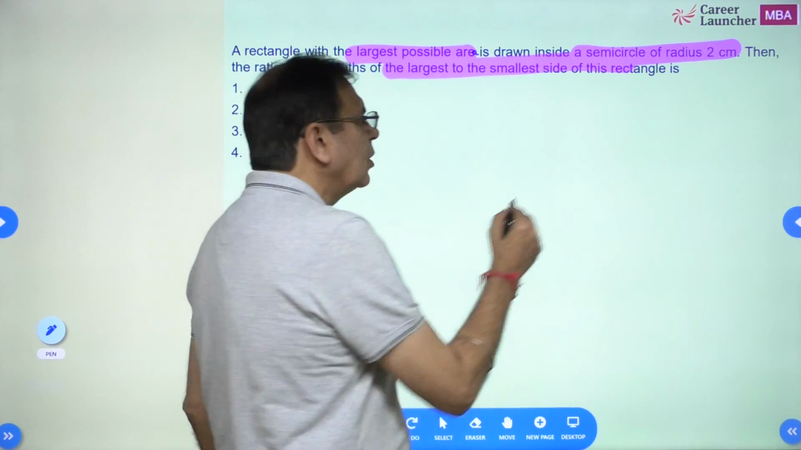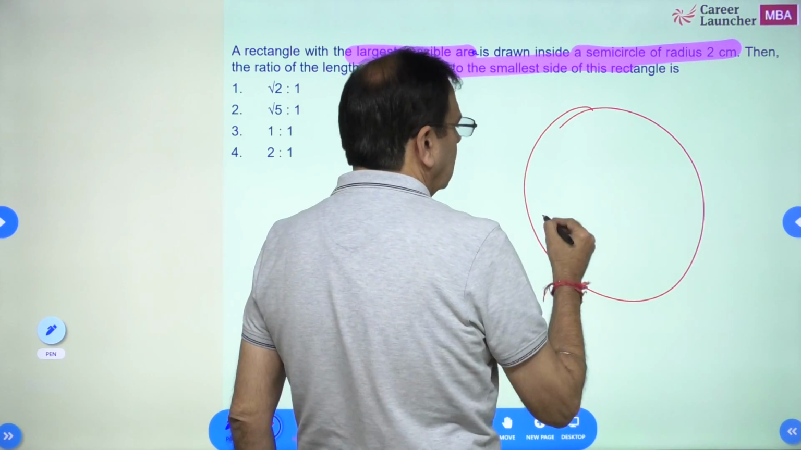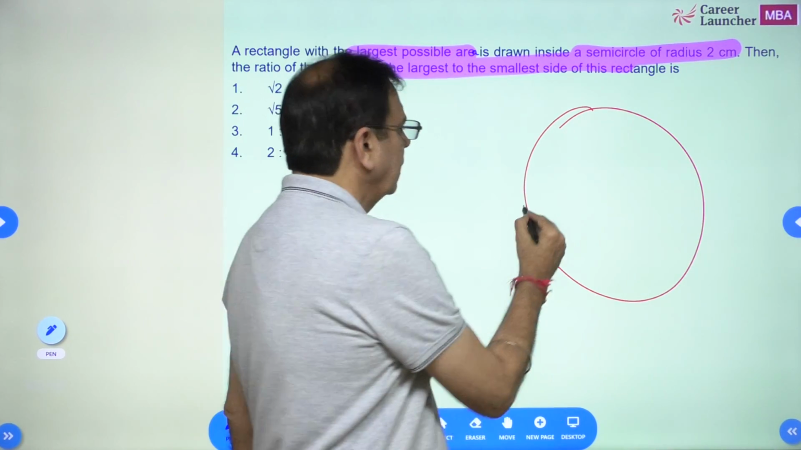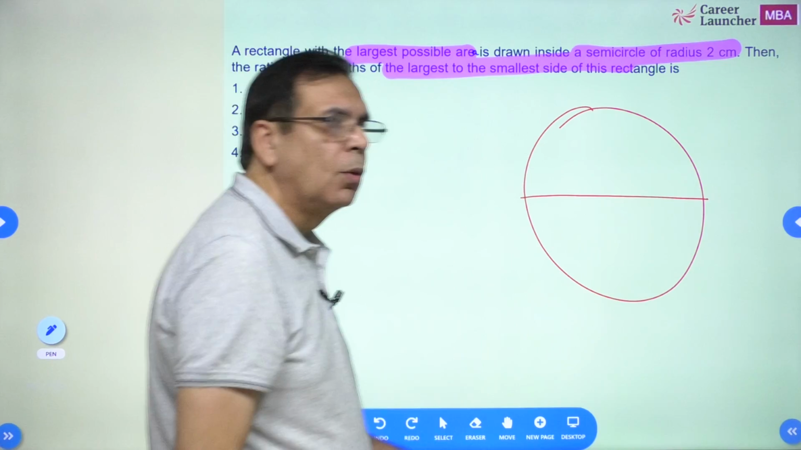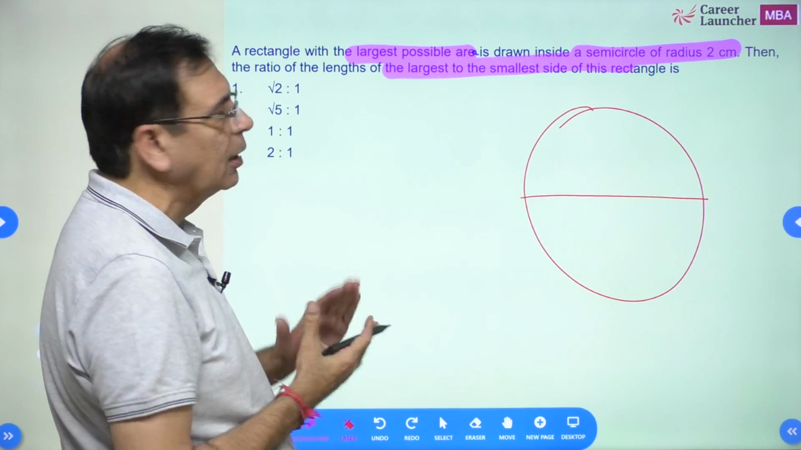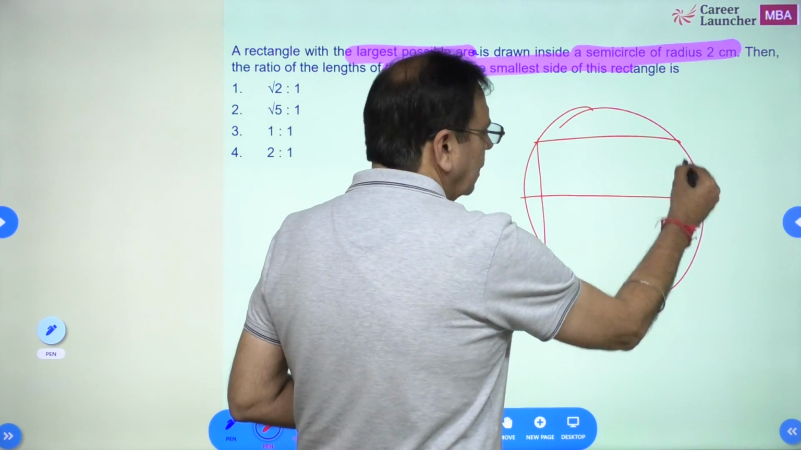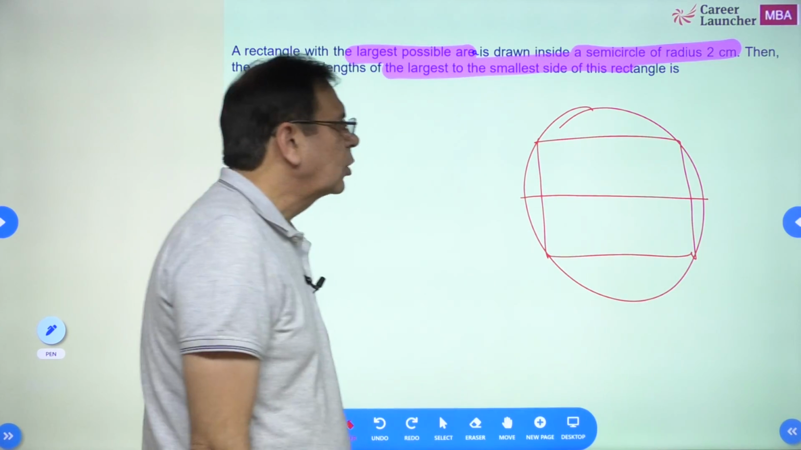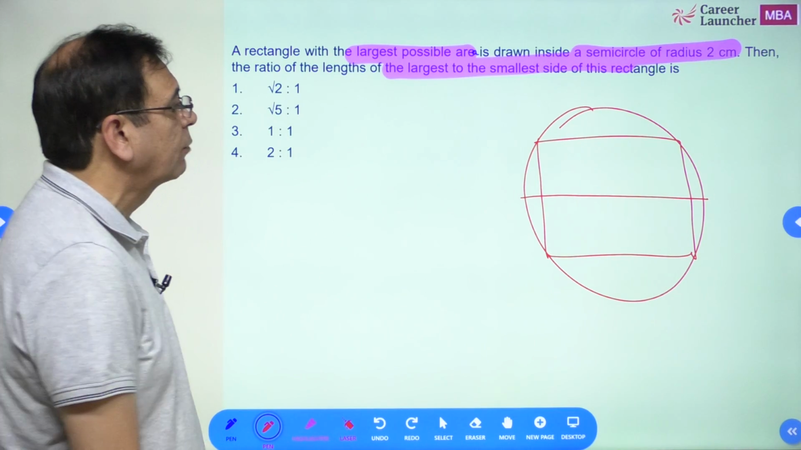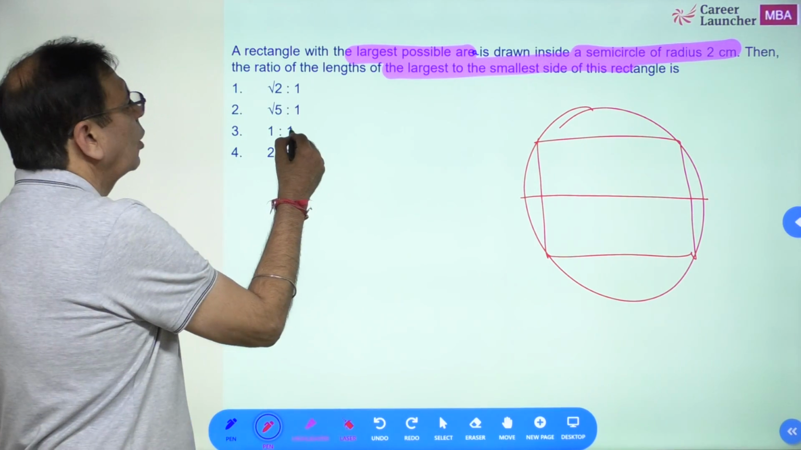Semicircle. Semicircle की जगह मैं circle बनाता हूँ. So let's say this is the diameter. What will the rectangle which will give me the maximum area? In case of a circle, it will be a square. So what will be the ratio of sides? 1:1. So ये वाली choice तो पहले ही गलत है.